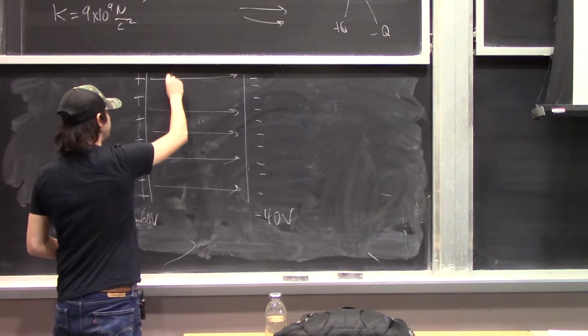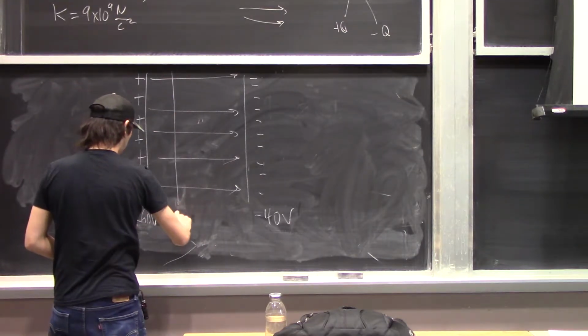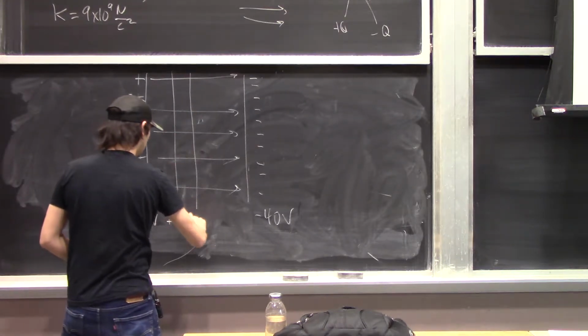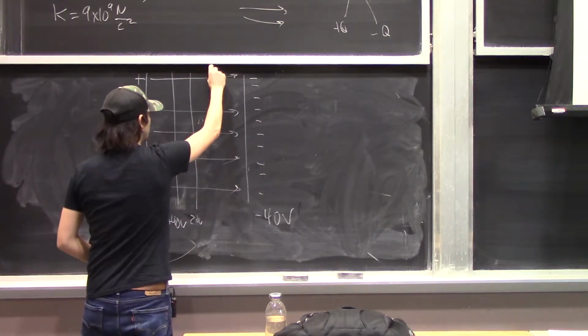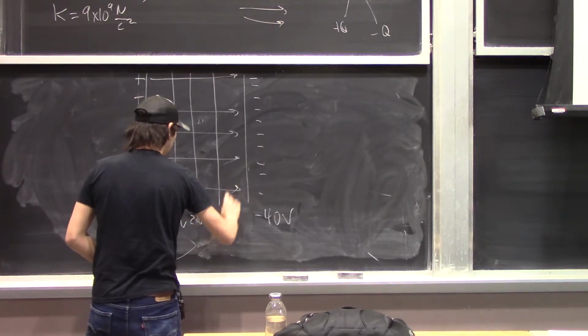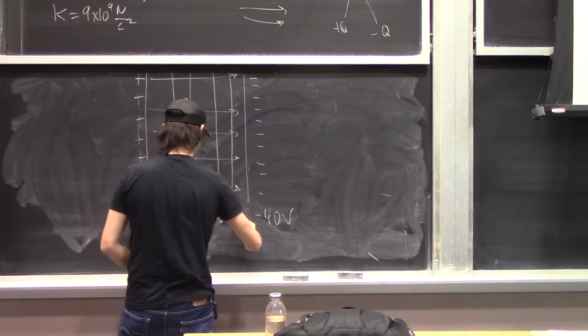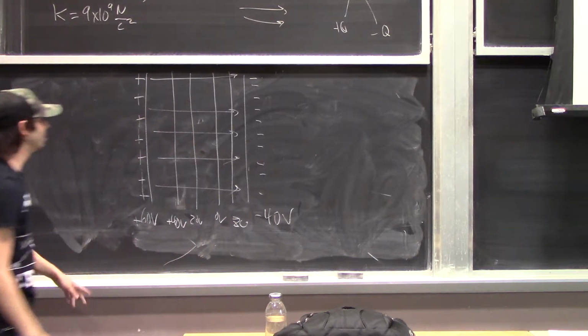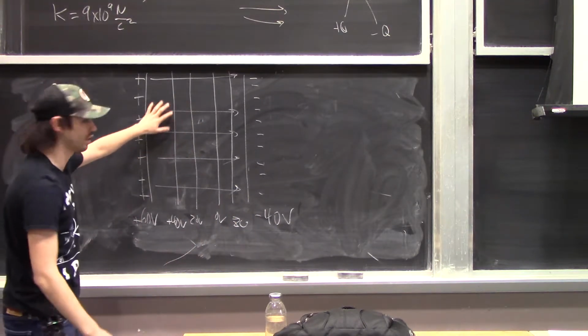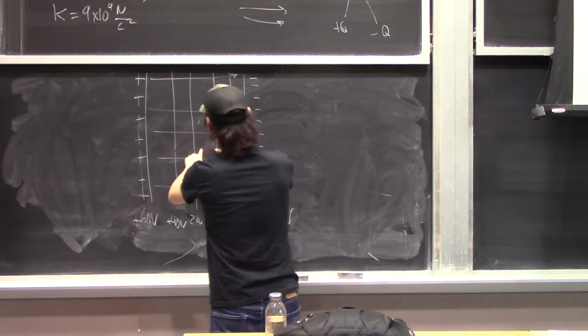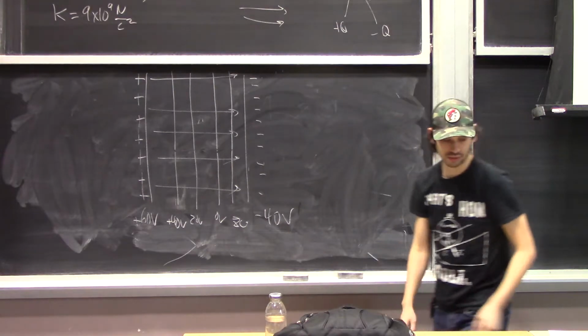So the first one is going to be 40 volts, and then 20 volts, then 0 volts, then minus 20 volts. It isn't spaced exactly to scale, but imagine that this distance is the same as this distance, the same as this distance, and the same as this distance.